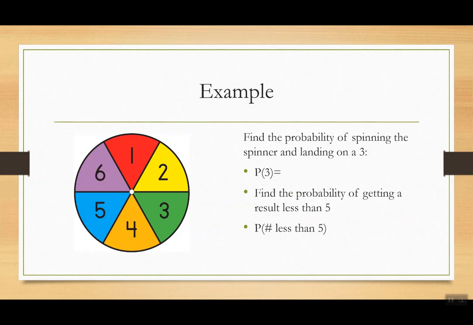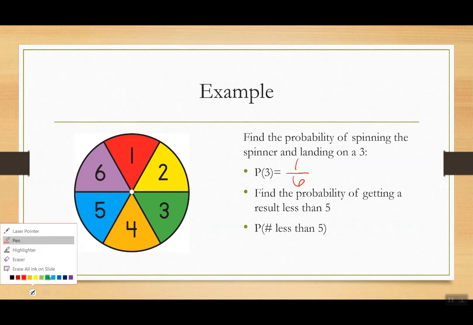So let's look at some more examples. Let's find the probability of spinning this spinner and landing on a 3. So you can see I have the numbers 1, 2, 3, 4, 5, 6. They're all the same size, so they're all equally likely events. There's one way to get a 3 out of the 6 choices on the spinner, right?